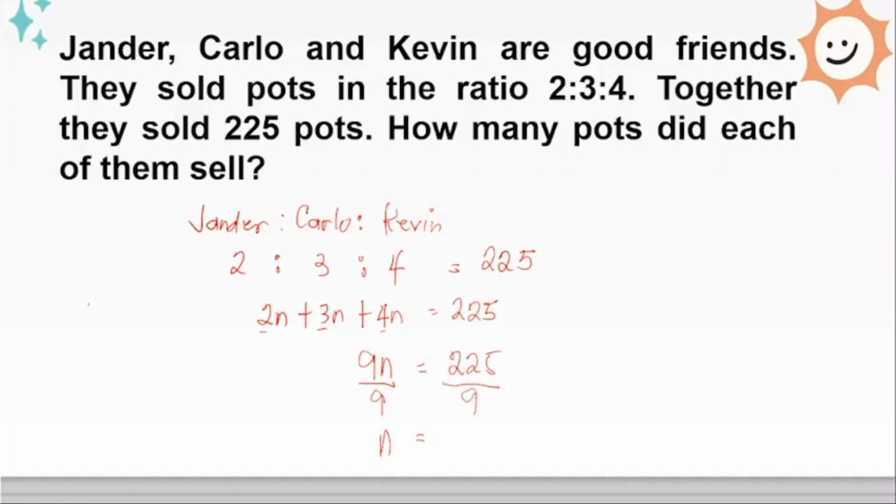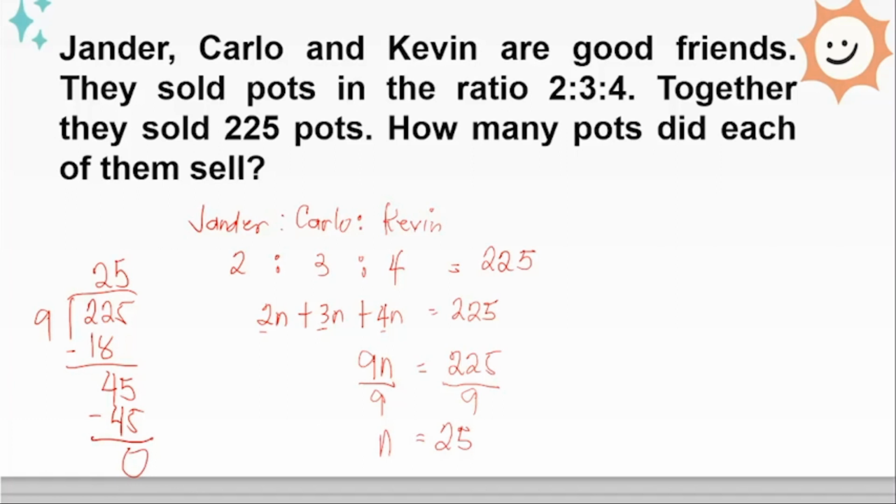225 divided by 9. 22 divided by 9, we can get groups of 2. 2 times 9 is equal to 18. Then subtract: 22 minus 18 is 4. Bring down 5. 45 divided by 9 is 5. 5 times 9 is 45. Then 45 minus 45 is 0. So n is equal to 25.